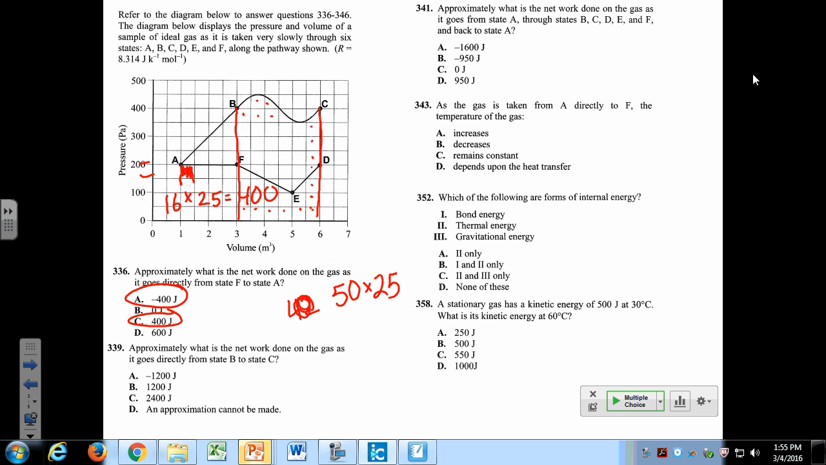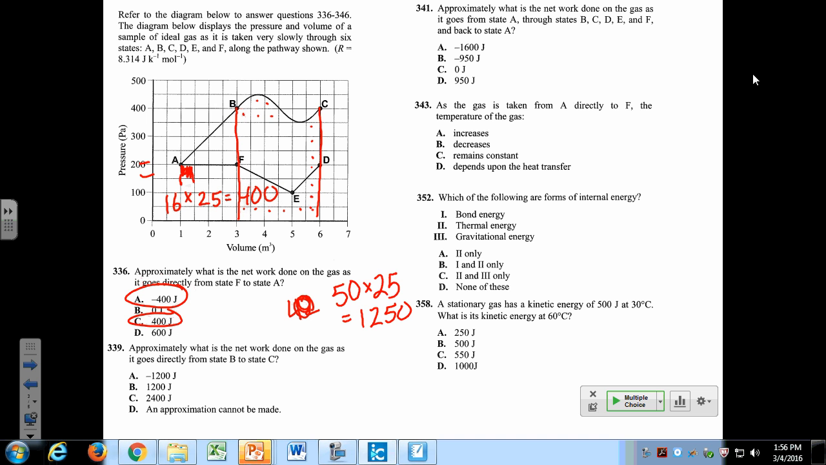And what does that equal? 50 times 25. 50 times 20 is 1000, so 1250. So it's going to be approximately 1200 or so. I'm just estimating it, but it gets me darn close to the right answer.